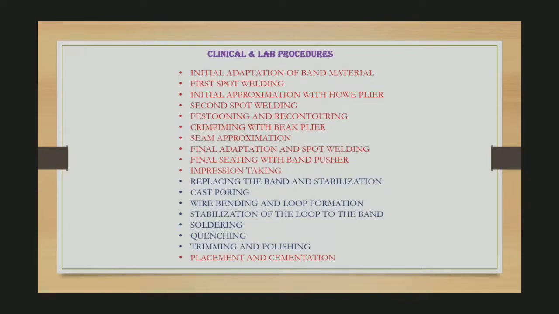They are: initial adaptation of the band material, first spot welding, initial approximation with a hoop layer, second spot welding, festooning and recontouring, crimping with a beak plier, seam approximation, final adaptation and spot welding, final seating with the band pusher, impression taking, replacing the band and stabilizing it, cast pouring, wire bending and loop formation, stabilization of the loop to the band, soldering, quenching, trimming and polishing, and finally the placement and cementation of the space maintainer on the required teeth.